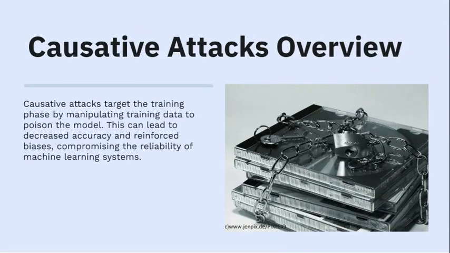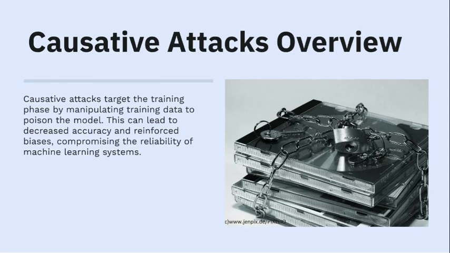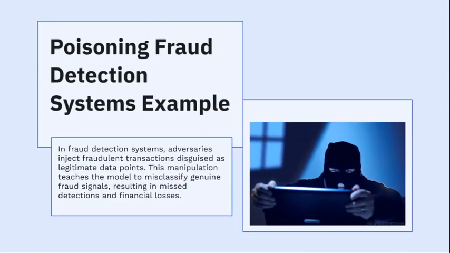Also, coming to causative attacks, they manipulate mostly the training data by injecting or poisoning the training data, by finding some of the vulnerabilities in the model. Main examples could be fraud detection poisoning, where attackers inject fraudulent transactions into training datasets, teaching the systems that these behaviors are normal and making it harder for the models to detect them.